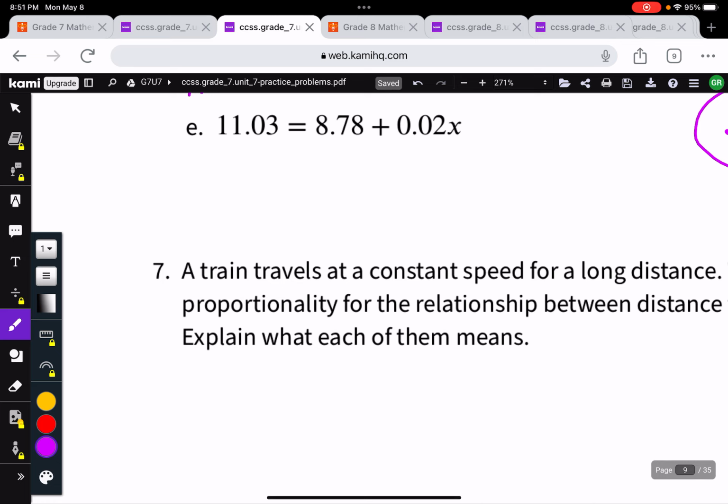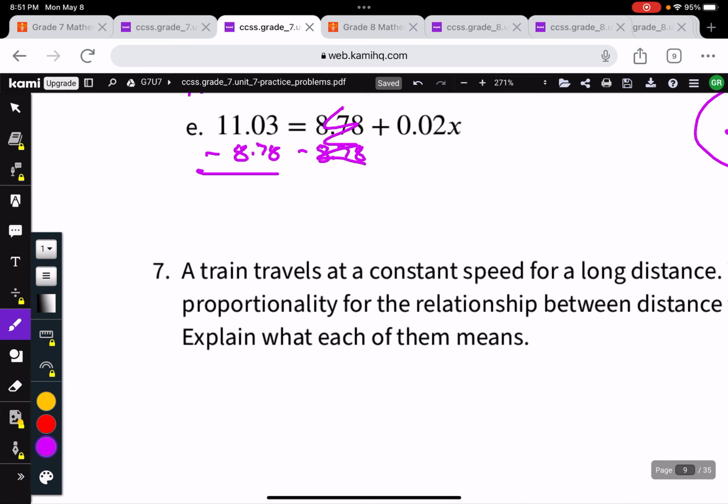I've got 8.78 plus 0.02x is all equal 11.03. Step 1 would be subtract 8.78 from each side. 8.78 minus 8.78 is nothing. 11.03 minus 8.78. I wish I had a calculator, but I don't.